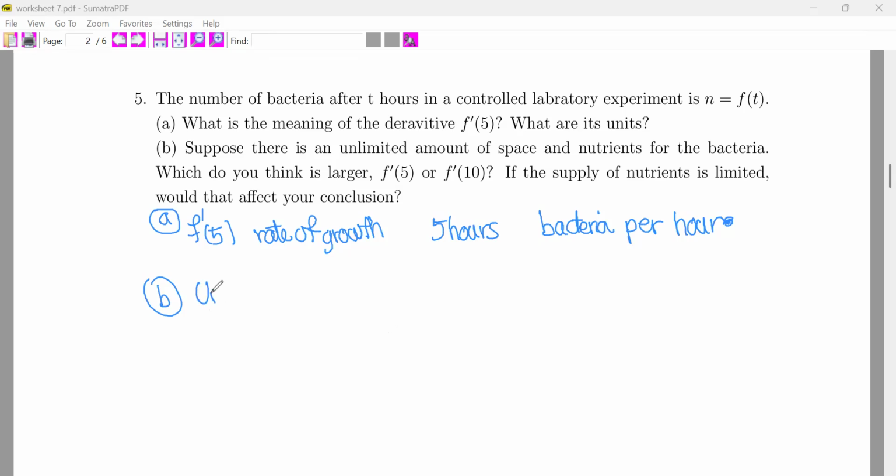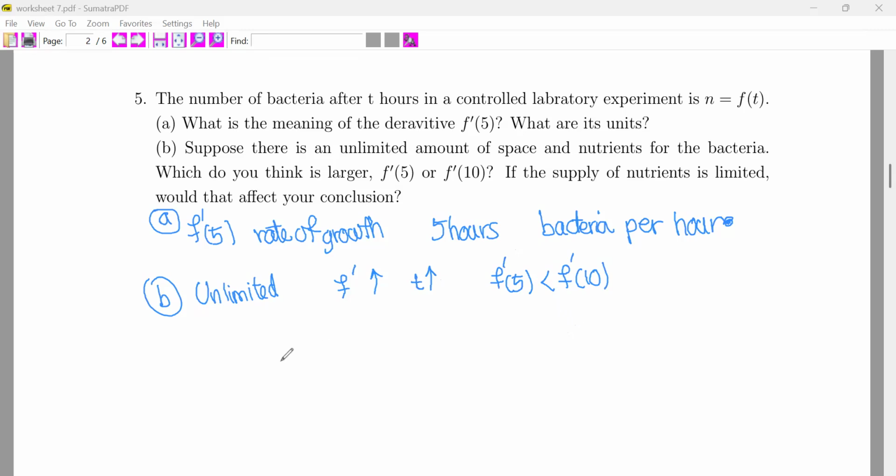So with unlimited space and nutrients, f prime is increasing as t increases. And we can conclude that f prime of 5 is less than f prime of 10 as it will be an increasing function here.